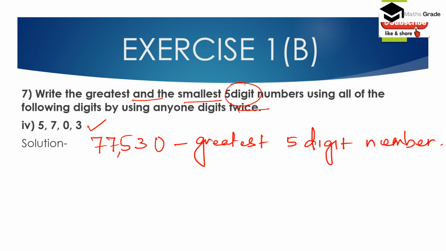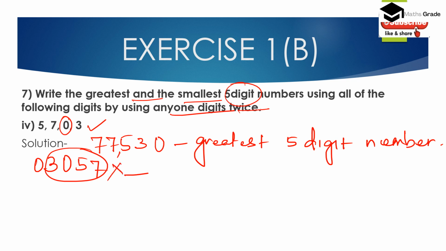Now we have to make the smallest 5 digit number. The smallest digit is 0. If we use 0 at the 10,000 place and use 0 2 times, we have to use any one digit 2 times. Then after 0 the smallest digit is 3. And if we use 3 at the 1000 place, then after 3, if we use 0 at the 100 place, then after 0 the smallest digit is 5, and after 5 the smallest digit is 7. Now it is not a 5 digit number, it is a 4 digit number, 3057.